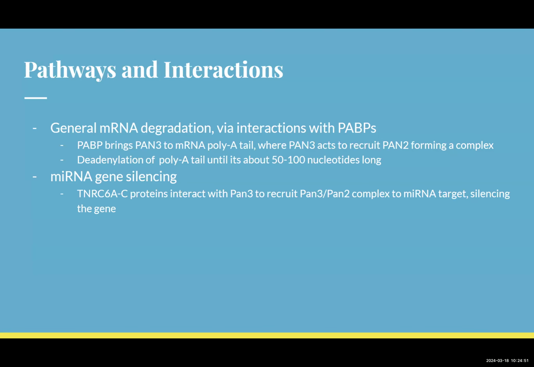As I said before, PAN3 participates in pathways of mRNA degradation, and while PAN3 is catalytically inactive in these pathways, it mostly plays the role of an adapter protein, being recruited to mRNA by poly A binding proteins or TNRCs. It then acts to bring PAN2, an exonuclease, to these mRNA protein complexes, where PAN2 shortens the poly A tail until it's roughly 50 to 100 nucleotides long. And this is how the PAN3 PAN2 complex works. It plays a role in general mRNA degradation via interactions with poly A binding proteins, but it also has a role in microRNA gene silencing through its interactions with TNRC6s.